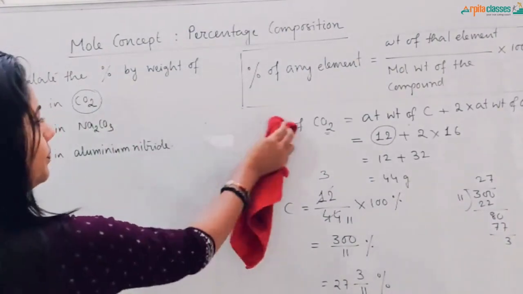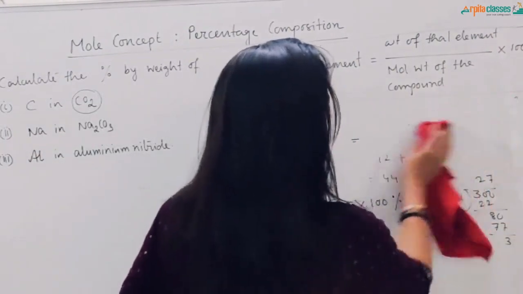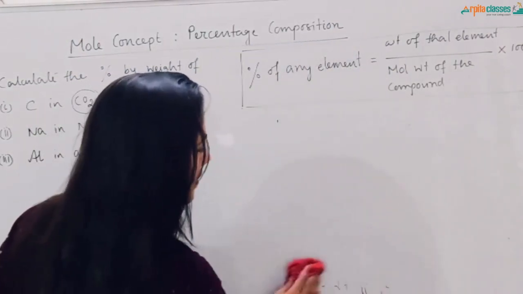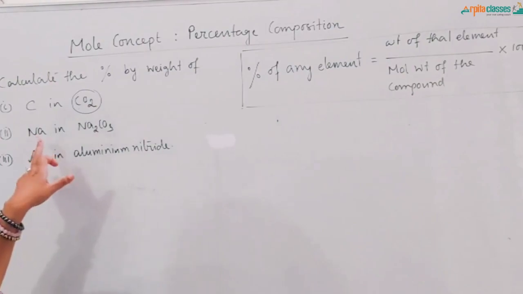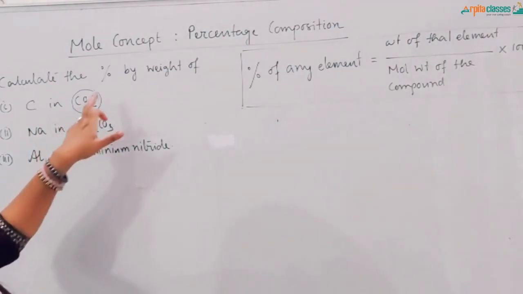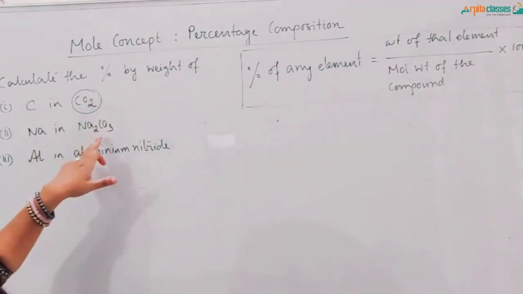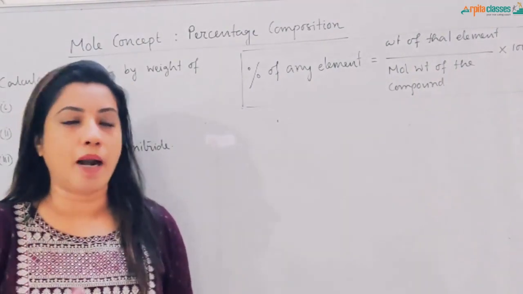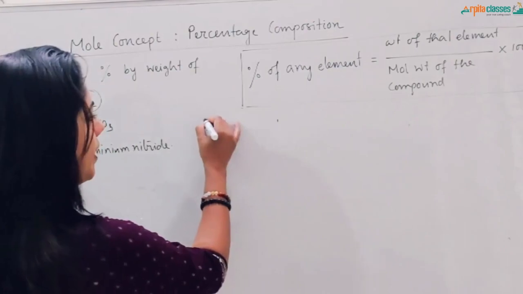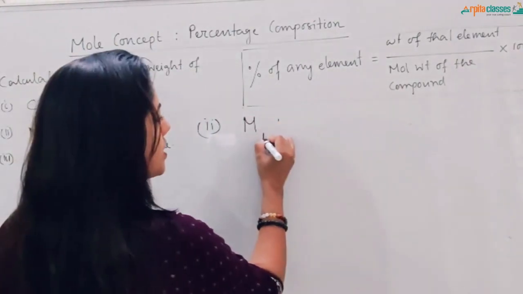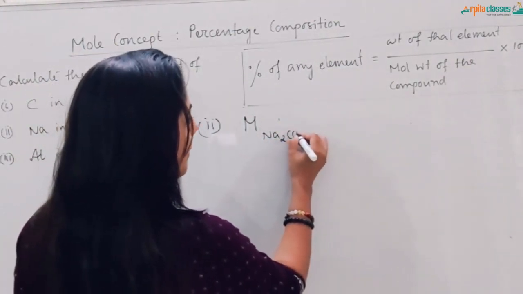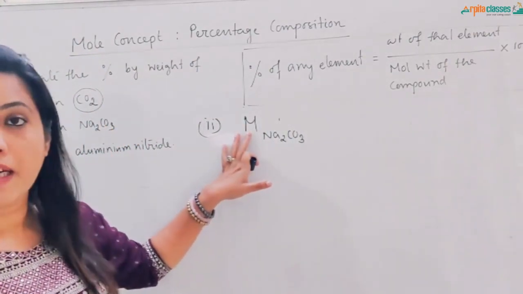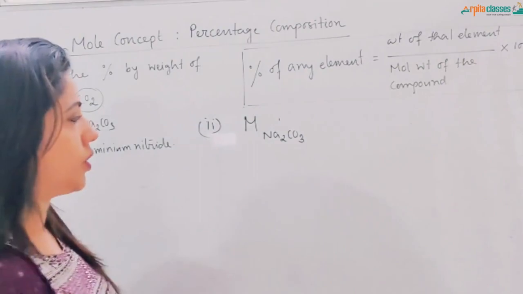Question number 2: find out the percentage by weight of sodium in Na2CO3. So the compound here is Na2CO3, sodium carbonate. First of all, we will find out the molecular weight of sodium carbonate, Na2CO3. You can write it this way, because capital M denotes the molecular weight of Na2CO3.